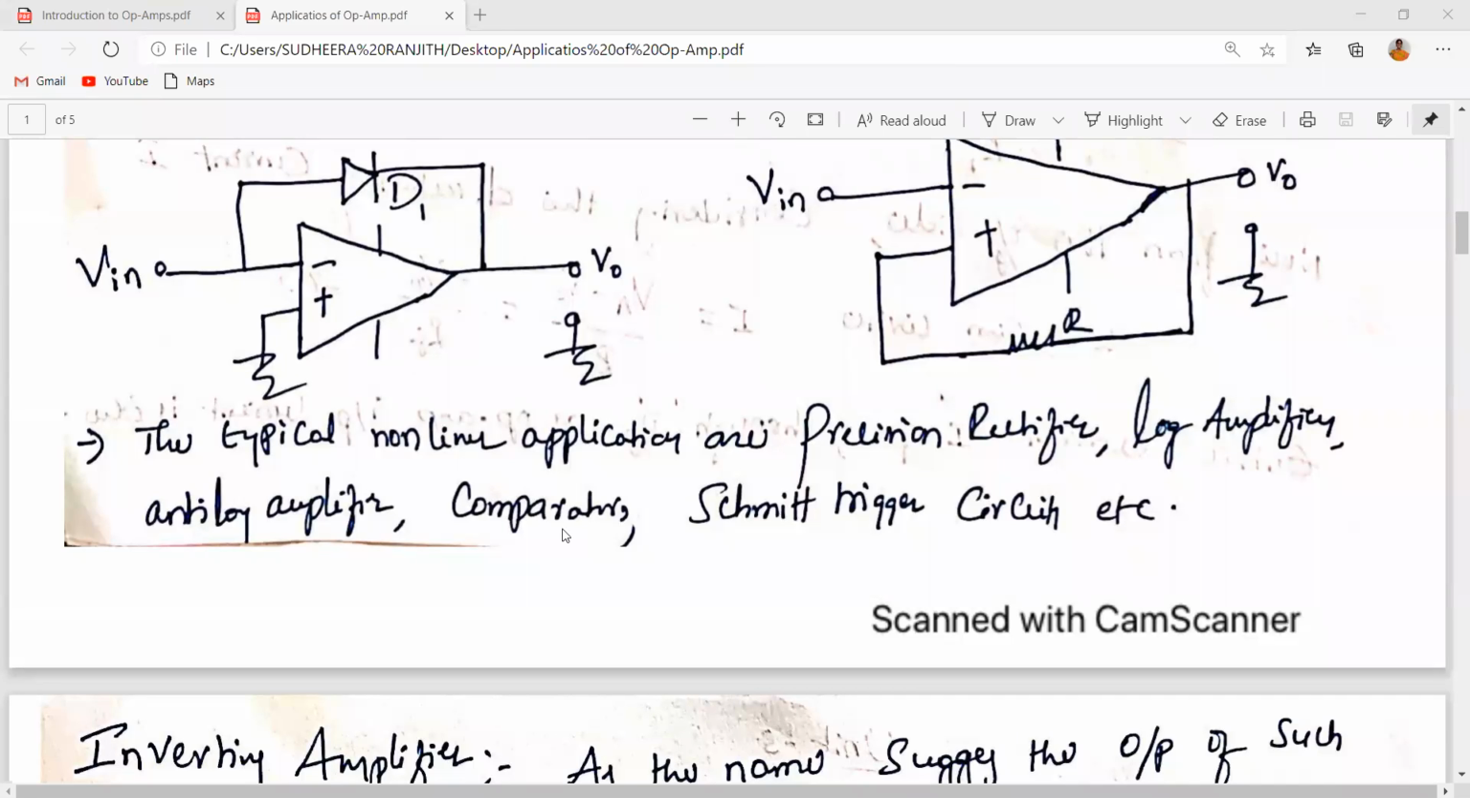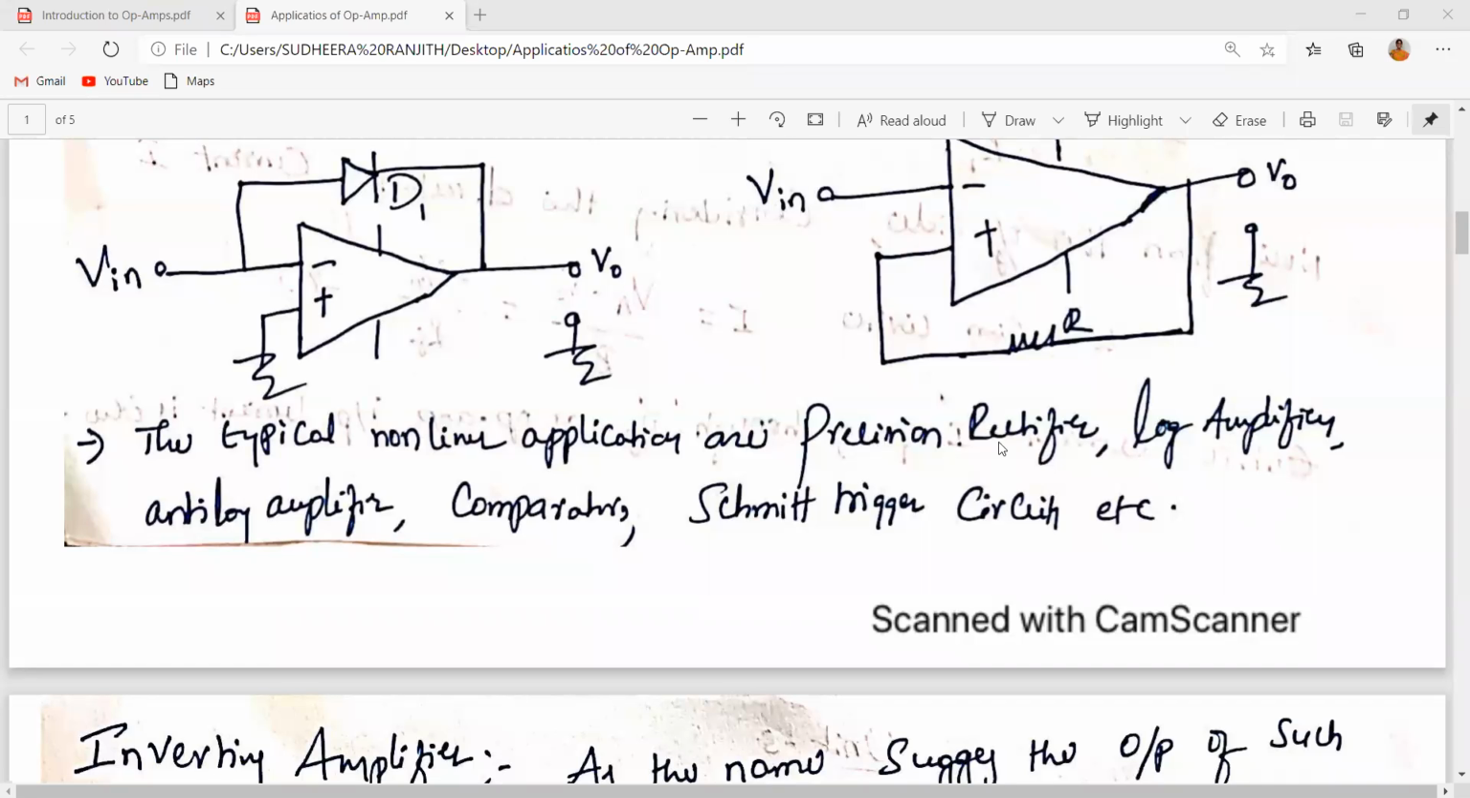Comparators, right? Which compares the two input signals, V1 and V2. If V1 is greater than V2, then what is V0? Plus VSAT or minus VSAT, I already said at the start, same thing, comparator. And one more very important application, the Schmitt trigger circuit. So these are the various nonlinear applications of op-amp.